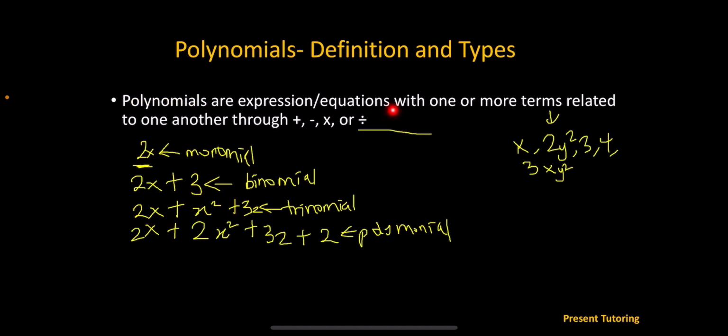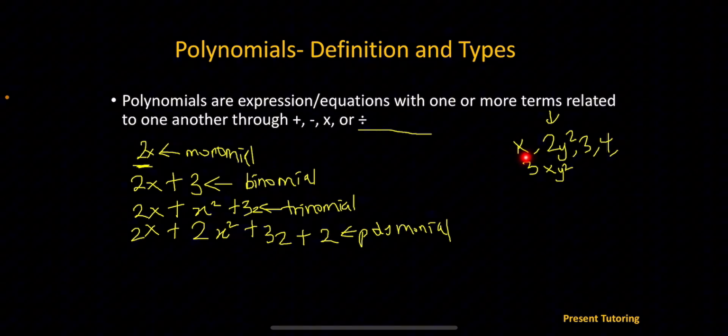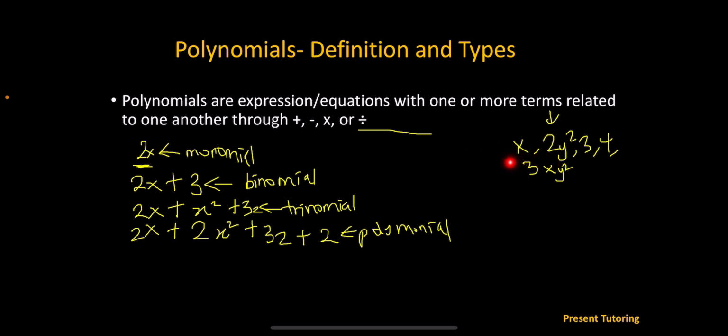So generally, when we're thinking of a polynomial, I want you to think of it as a bunch of terms that are related to each other through addition, subtraction, multiplication, or division. And by terms, I mean things that have constants and variables. Examples of some terms are x. This is a term. And then you can have something like 2y squared. 2y squared as a whole is a term as well. And then even constants, regular numbers like 3 and 4, those are also terms.